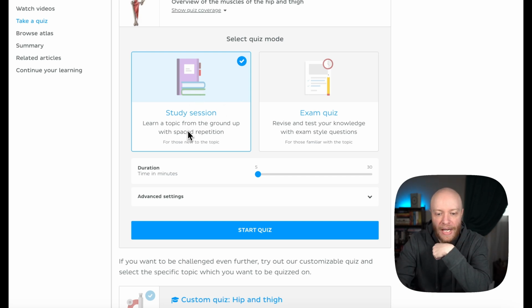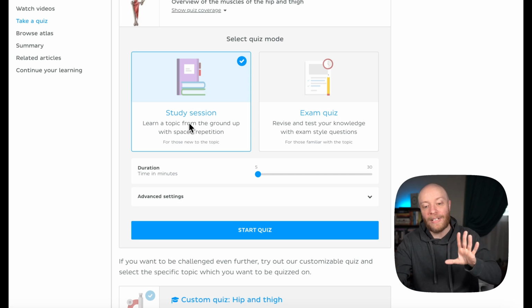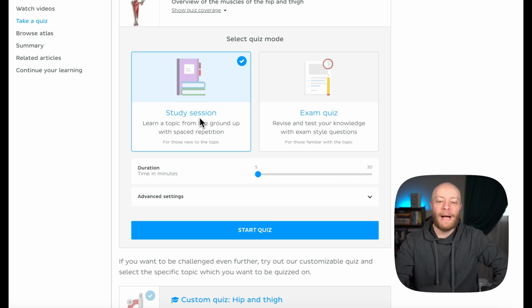And I'm going to do a study session. You could also do an exam quiz. An exam quiz is there to test you, like to say, are you ready to pass an exam? Whereas a study session quiz is really there to help teach you. Really, really cool. I love both of them. If I had to pick, I personally like the study session the best. It's totally personal preference.